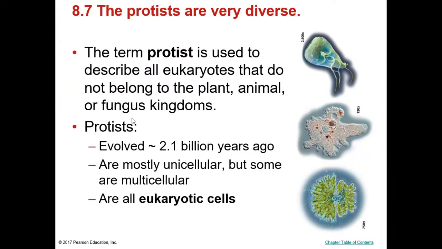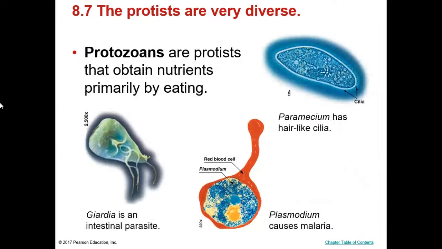Now, protists are other single-celled organisms. They are eukaryotic, and that's the difference between protists and bacteria. These evolved 2 billion years ago. They can be multicellular, but mostly they're found as unicellular beings. Basically, anything that doesn't fit anywhere else, if it's not an animal, a plant or fungi, and is still a eukaryote, is considered a protozoan, a protist.